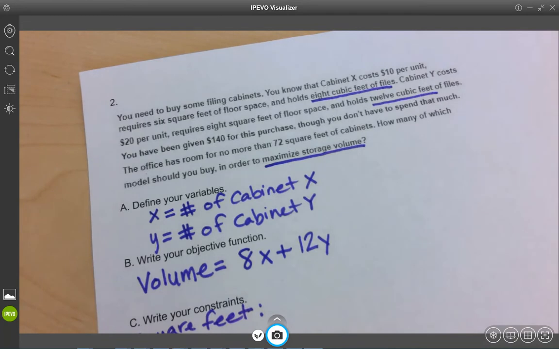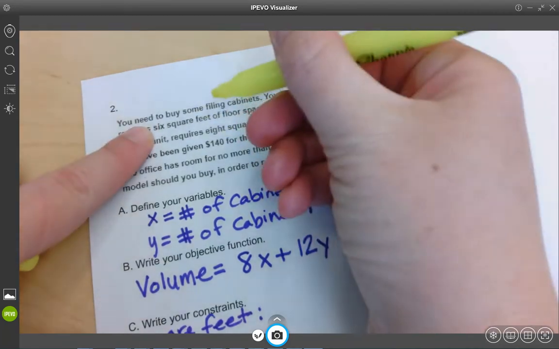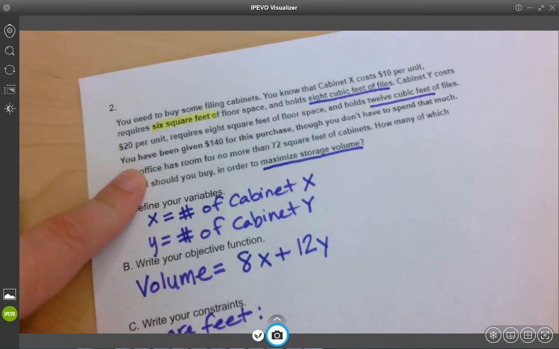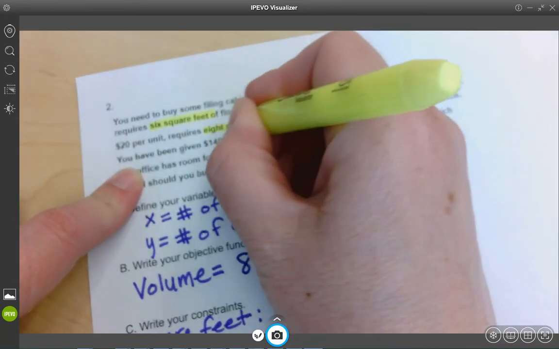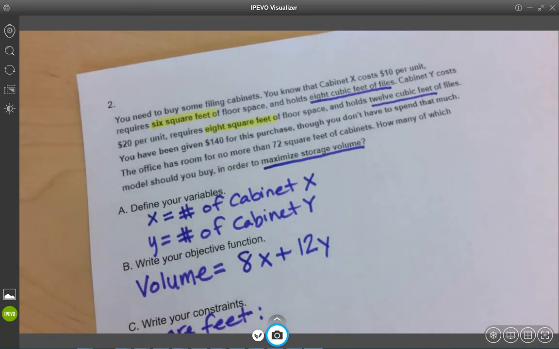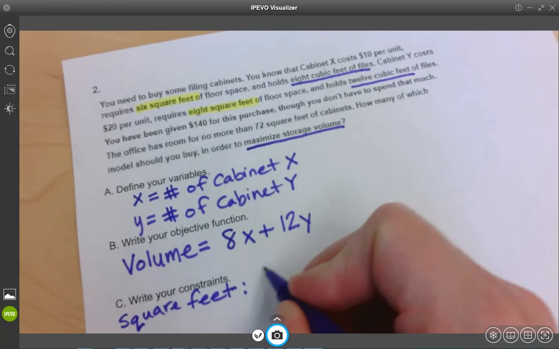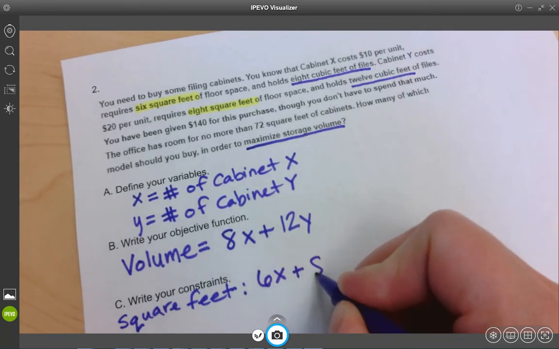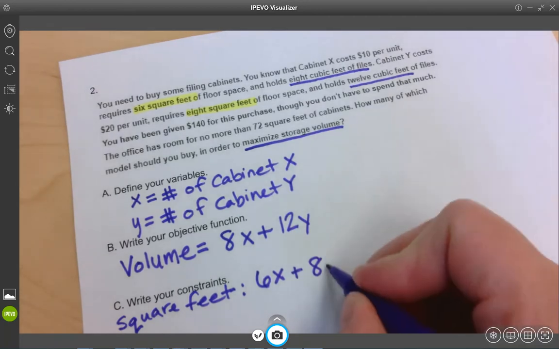Let's find those numbers. So here's one of them, 6 square feet. And here's the other one, 8 square feet. Okay, so go right ahead and write your inequality about square feet. 6x, okay, plus 8x. Is the 8 for the x or for the y? Y. Very good. Then what?